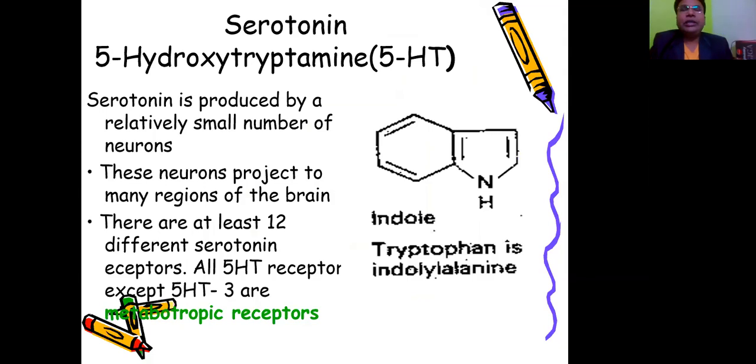Then if you look at the next neurotransmitter, which is 5-hydroxytryptamine or serotonin. Serotonin is produced by a relatively small number of neurons in the brain. These neurons project to many regions of the brain. There are at least 12 different types of serotonin receptors. All these 5-HT receptors except 5-HT3 are metabotropic receptors.